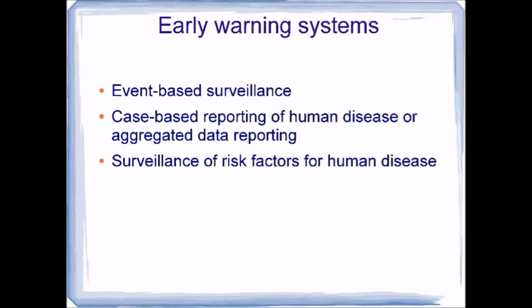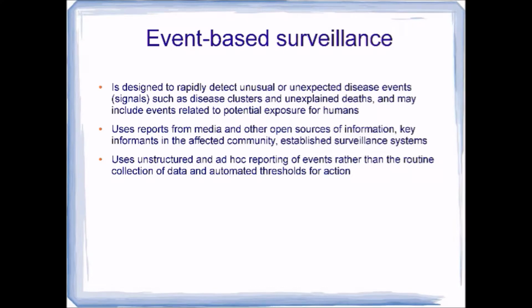To control dengue effectively, early warning systems are essential, which include event-based surveillance, case-based reporting of human disease or aggregated data reporting, and surveillance of risk factors for human disease. Event-based surveillance is designed to rapidly detect unusual or unexpected disease events such as disease clusters, for example unexplained fever or acute hemorrhagic fever syndrome, and unexplained deaths.